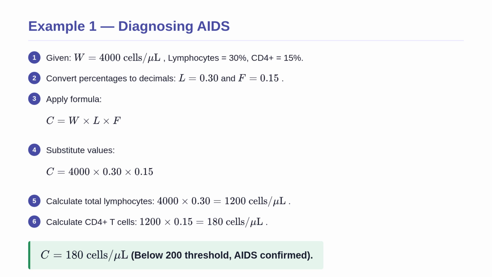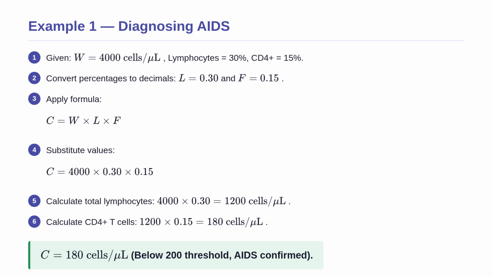We need to calculate the absolute CD4 count to see if they have crossed the clinical threshold for AIDS, which is strictly below 200 cells per microliter. First, we convert our percentages to decimals, giving us L equals 0.30 and F equals 0.15. We substitute these into our formula.